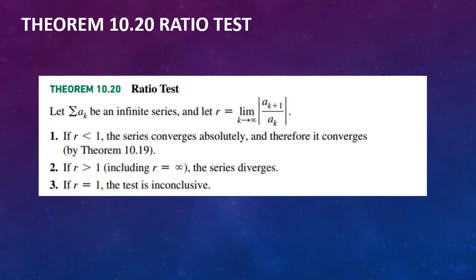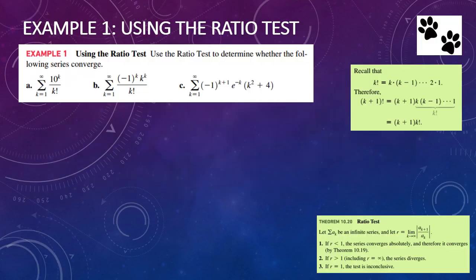So there's a proof in your book, and it gives you some ideas and some insight. You can walk through it. It's a very short paragraph, but it's really talking about what we're looking at as the tail of the series. Okay? So let's look at some examples to see how we can apply the ratio test. Use the ratio test to determine whether the following series converge. Part A is the sum from k equals 1 to infinity of 10 to the k over k factorial.